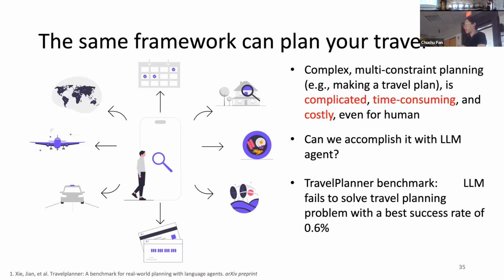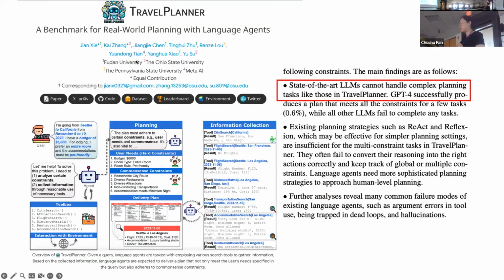The short answer is it's not possible today to use large language models to plan your travel. There's a group from a couple of universities. They proposed a benchmark called Travel Planner. This is a benchmark for real-world planning problem, travel planning problem with large language model agents. And they have 1,300 different user queries for different type of travels they want to plan.